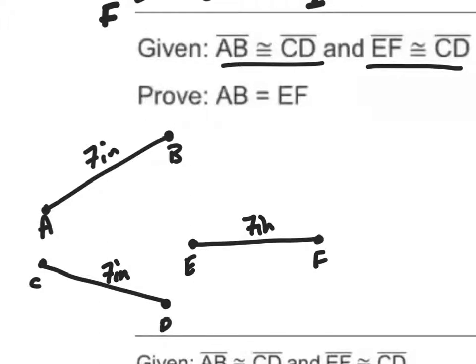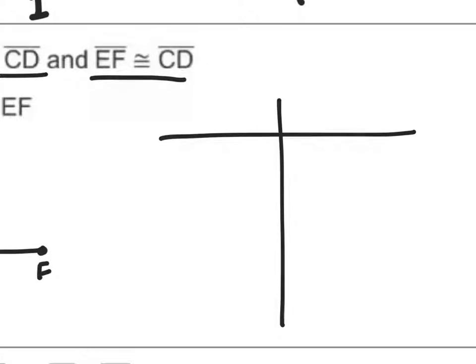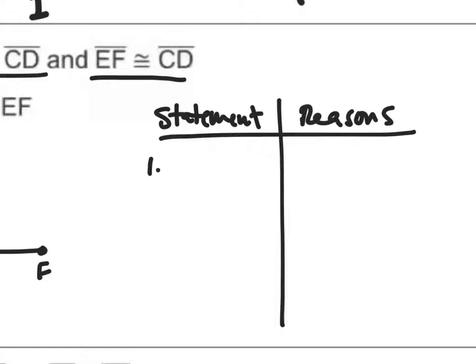So all three of them are congruent? If these two are congruent and these two are congruent, then these two have to be congruent, right? So let's write this out. Let's draw out our T-chart, with statements and reasons. First statement was AB is congruent to CD.